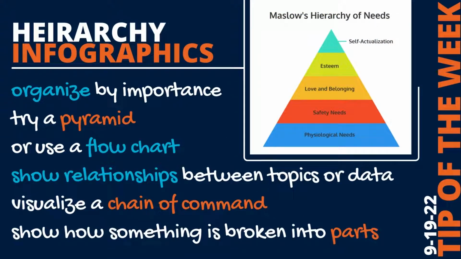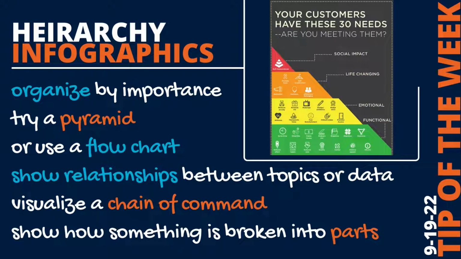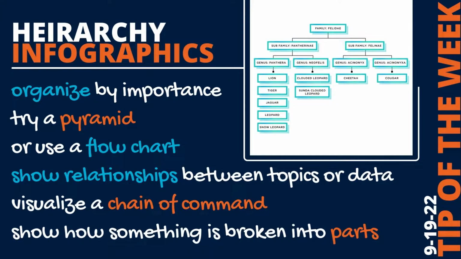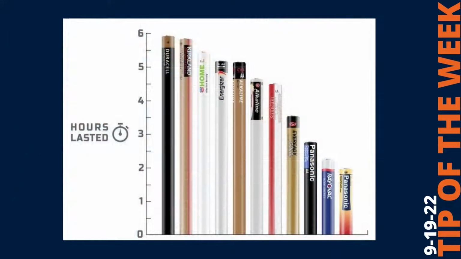Lastly, and arguably the least versatile of the group, hierarchy infographics do have their place. These are typically used to show a relationship between topics. The visual chain of command can be a very effective way to present data to your readers.